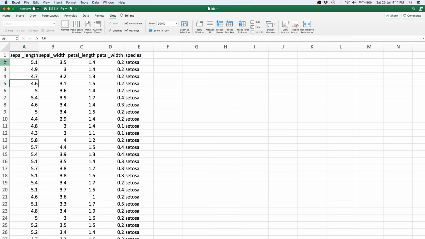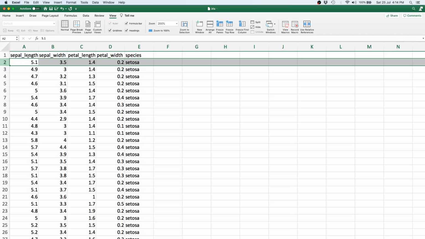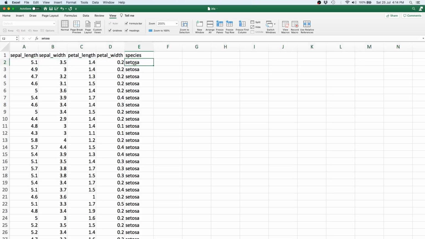So basically for this particular row, what this means is that the sepal length of this particular flower was 5.1 centimeters, the sepal width was 3.5 centimeters, the petal length was 1.4 centimeters, and the petal width was 0.2 centimeters. And this particular one was a Setosa version of the iris. So let's see what we can do with this sort of data. Let's try and get started with some basic univariate statistics.